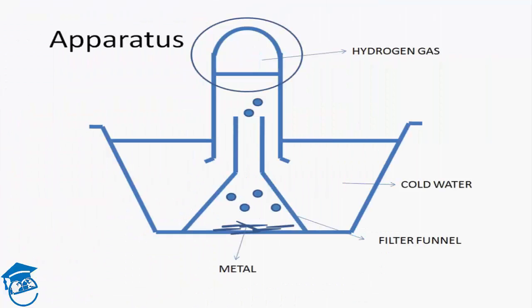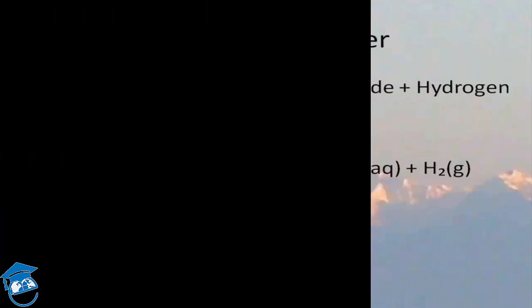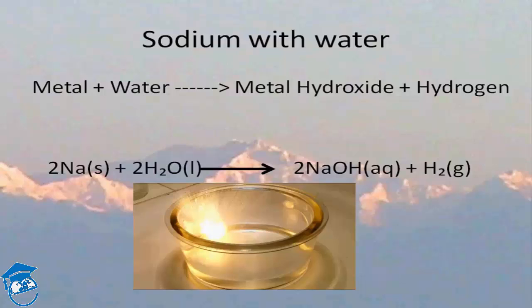For this kind of reaction, we have the set-up where we have a big beaker filled with cold water. We have an inverted funnel with a metal gauze inside it. Over it, we have an inverted test tube where hydrogen gas is to be collected. Now, in case of sodium, when sodium reacts with water, it gives out sodium hydroxide and hydrogen gas is generated.